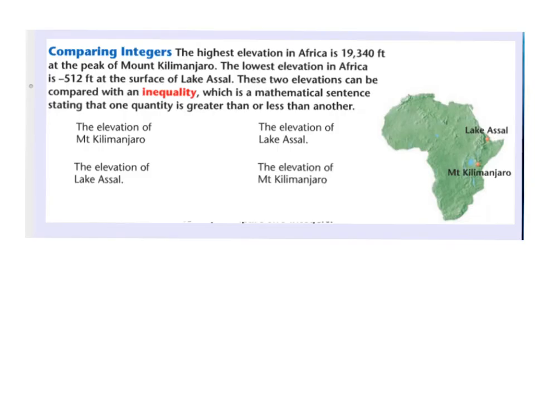Comparing numbers, we're going to do this. The highest elevation in Africa is 19,340 feet at the peak of Mount Kilimanjaro. So I'm going to put that down, 19,340. The lowest is the surface of Lake Assal, and that is at -512 feet. So these two elevations can be compared with an inequality.